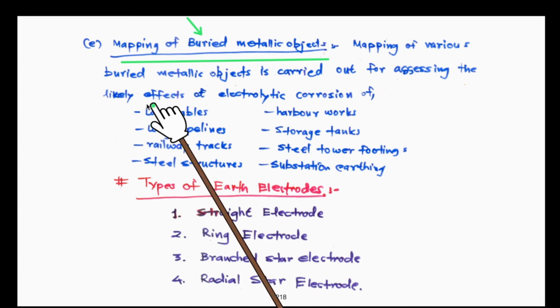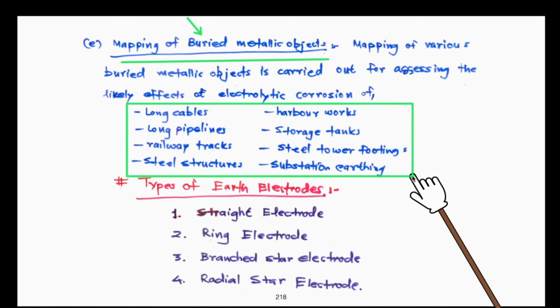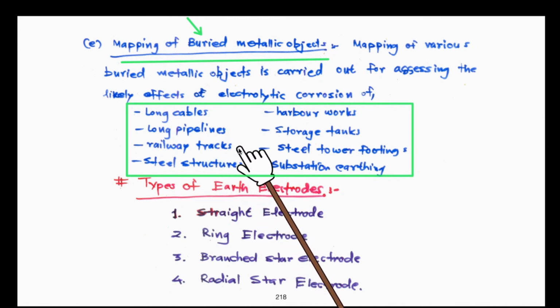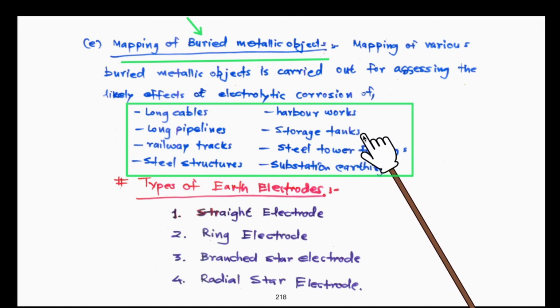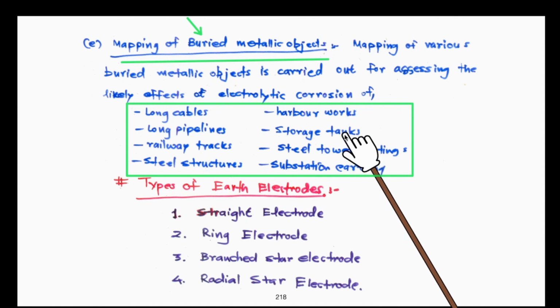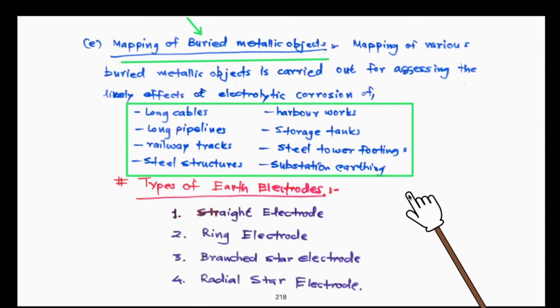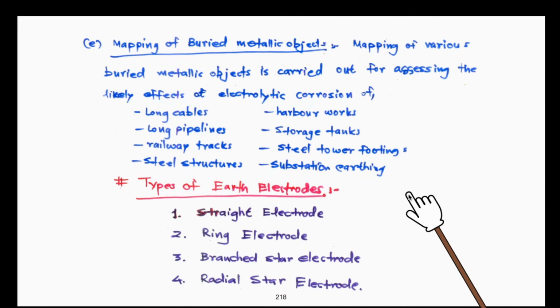So there are various objects that require careful mapping of the earth, objects which are buried inside the earth, that is maybe cables, pipelines, railway tracks. Railway tracks, of course, are visible. Then steel structures, harbor works, storage tanks, steel tower footings, and substation earthing. All these things have to be checked for their presence. If they are present, naturally the earth electrode cannot be installed near them, otherwise they will get corroded. So these are the various points related to the choice of earth electrode site.